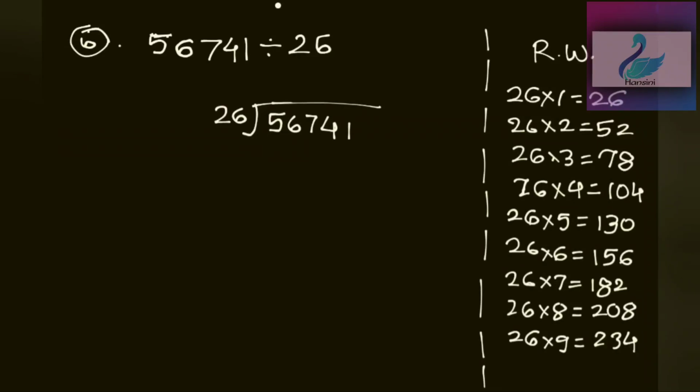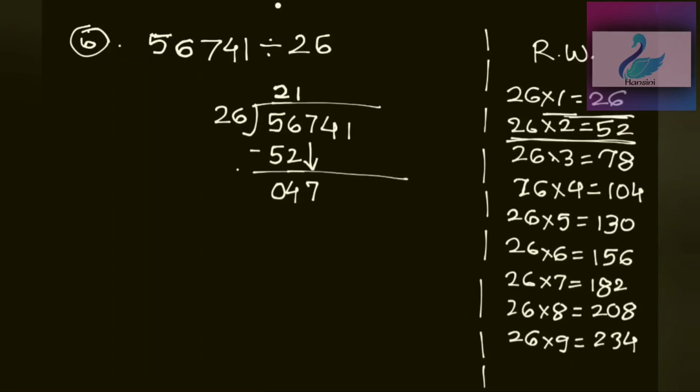56741 divided by 26. Search for 56 in the 26 table. Not there. 52, that is 26 multiplied by 2 is 52. So I will write 2 in the quotient's place and I will subtract 56 by 52. So I get the answer as 4. Now I will carry down 7. So I get the value as 47.